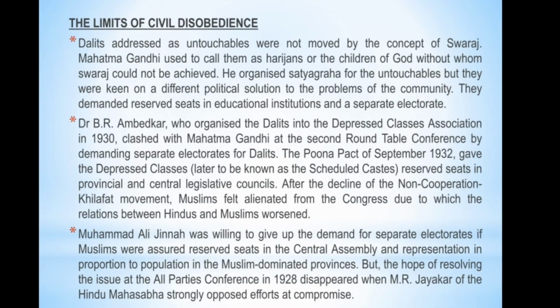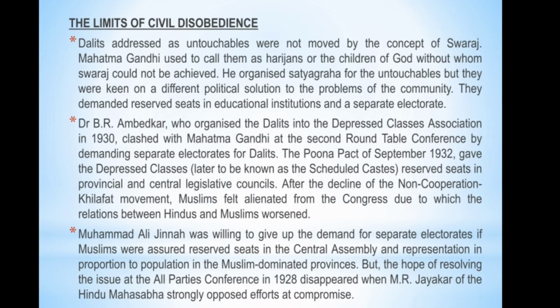Limits of the civil disobedience movement. Dalits and Muslims were largely reluctant to join it. The Dalits, addressed as untouchables, were not moved by the concept of Swaraj. Mahatma Gandhi used to call them Harijans, or the children of God, without whom Swaraj could not be achieved. He organized Satyagraha for the untouchables, but they were keen on a different political solution to the problem of the community. They demanded reserved seats in educational institutions and separate electorates.